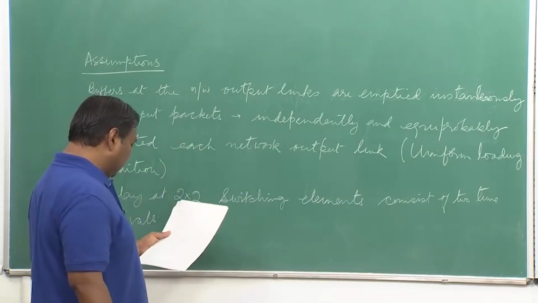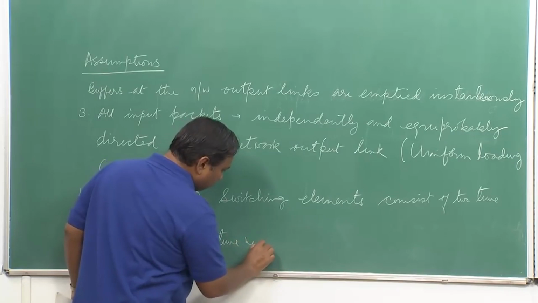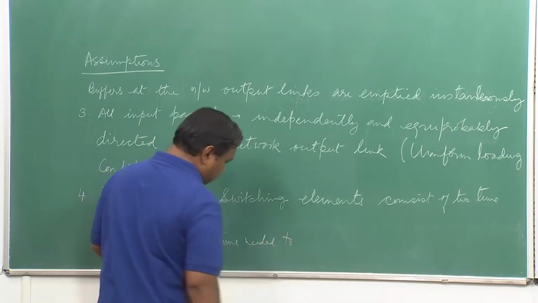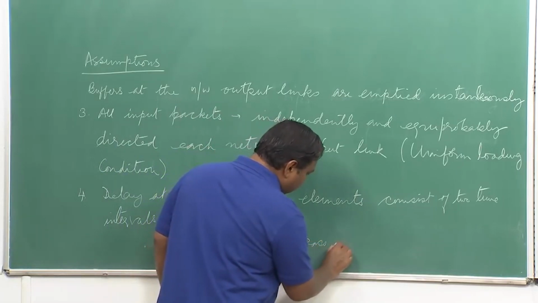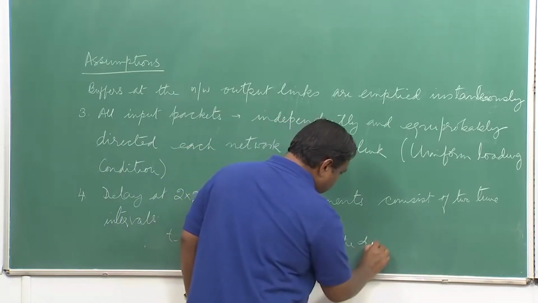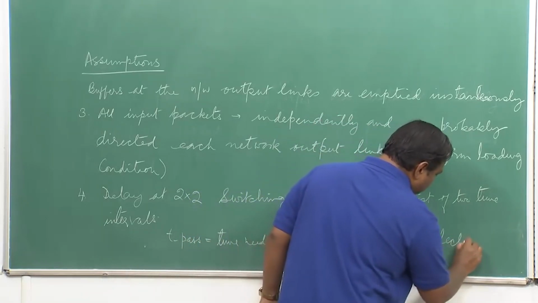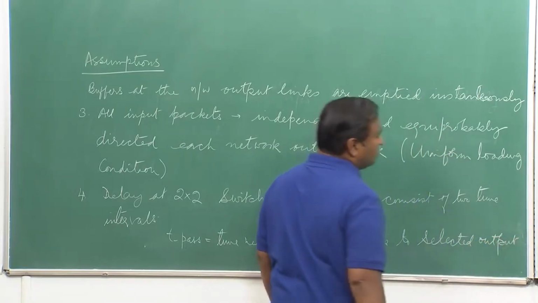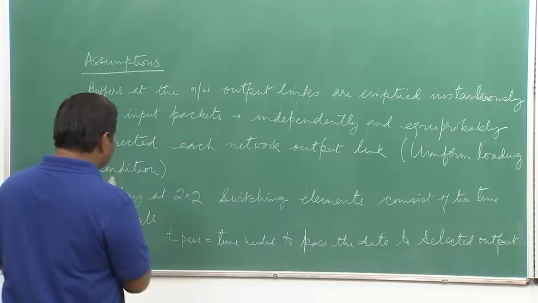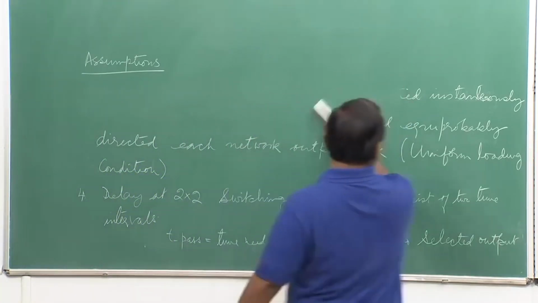Okay. So, this is the time needed to pass the data to the selected output. So, this one is a fragment. The second fragment, the second one, will be what we call T select.